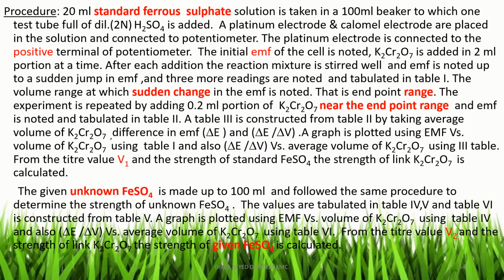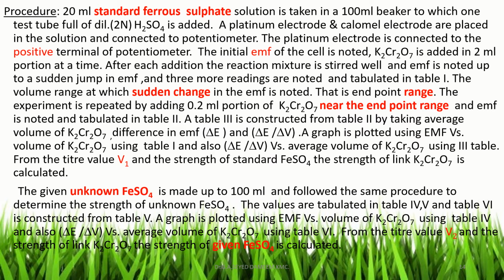Next, the procedure of the experiment. 20 ml of standard ferrous sulfate solution is taken in a clean beaker, to which one test tube full of 2N sulfuric acid solution is added. A platinum electrode and a calomel electrode are dipped in the solution after washing with distilled water, and the platinum electrode is connected to the positive terminal of the potentiometer, and the initial EMF of the cell is noted.